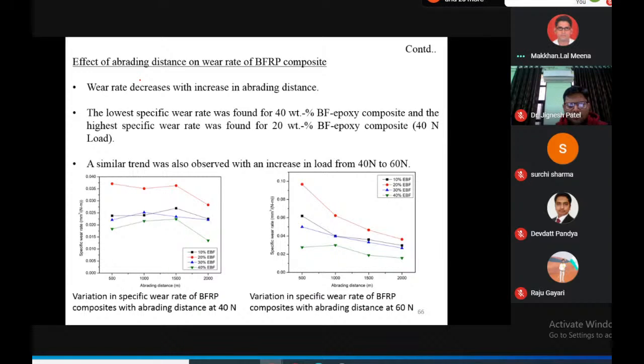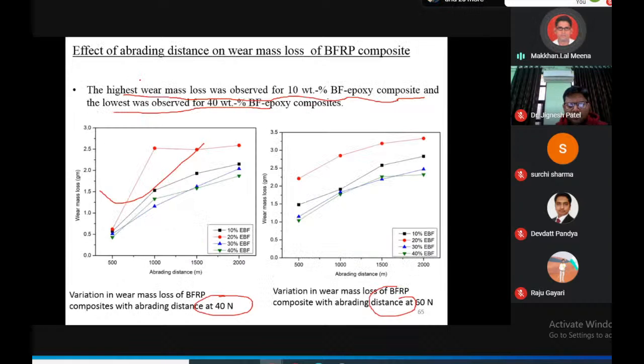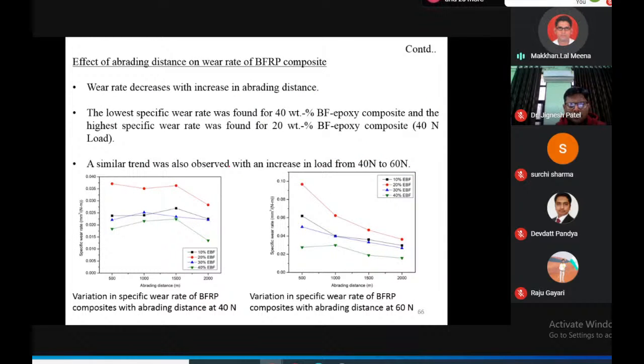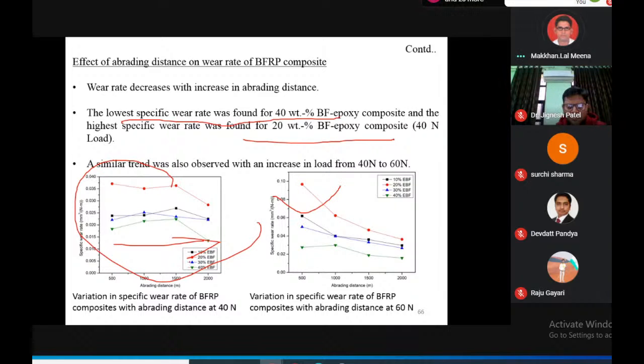Now next is the effect of abrading distance. In this slide it can be seen from the figure that for all the composites, wear mass loss increases with respect to abrading distance. Now next is the effect of abrading distance on wear rate. Wear rate decreases with increase in abrading distance. The lowest specific wear rate was found for 40% weightage, and a similar trend was also observed with the increase in load from 40 Newton to 60 Newton.